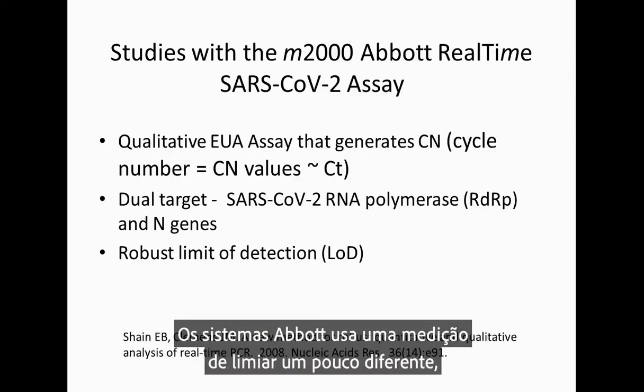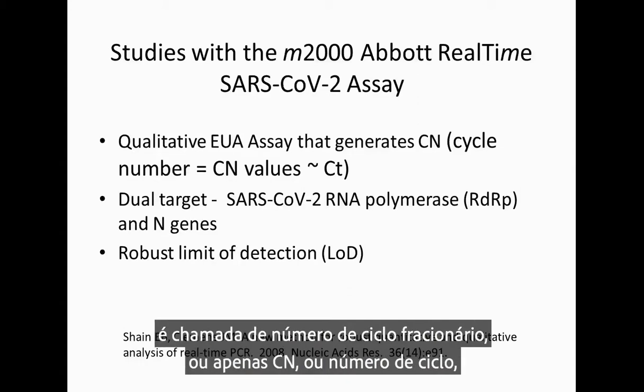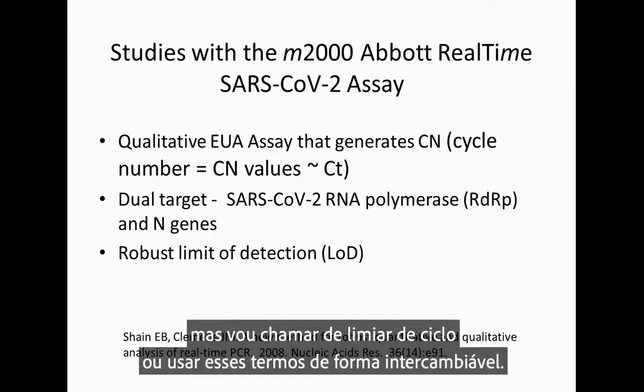And the Abbott systems use a slightly different thresholding measurement. It's called the fractional cycle number, or just CN, or cycle number for short. But I'll refer to that as a cycle threshold or use those terms interchangeably.